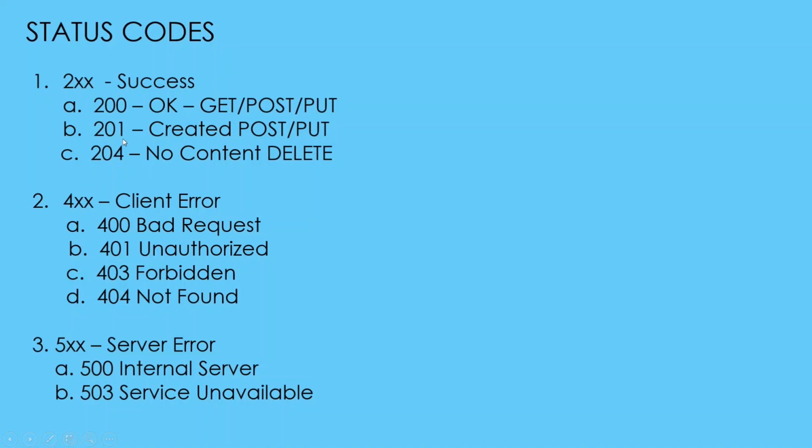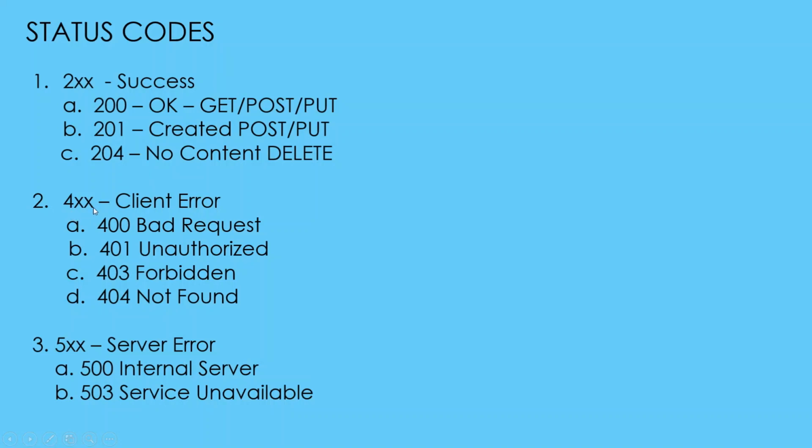Now 201, if a new instance of the resource gets created using post, you return a 201, and same for put, when you create a completely new instance using put. And 204 is when the content does not exist and you try to delete, like the resource is already gone but you are again trying to delete it. So that's when you get 204.